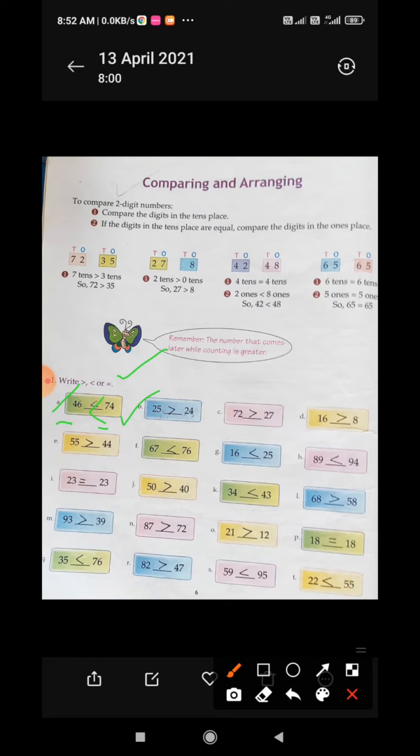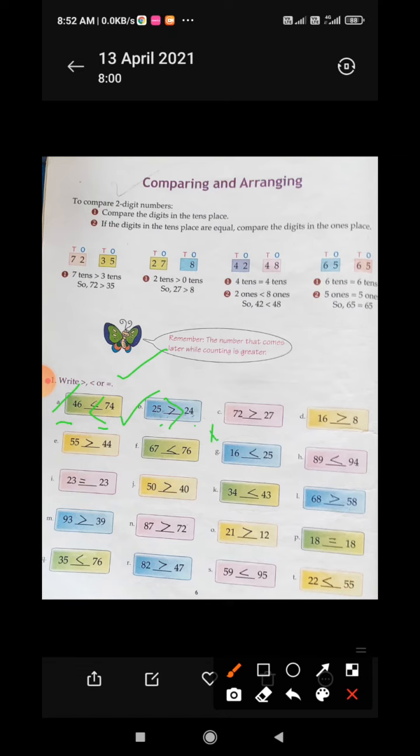Now B part, first number is 25, second is 24. Here you can see on the tens place 2 is given and both are the same. So now we will compare the next, the ones place number. Here it is 5 and here it is 4. Which one is greater? 5. So we will put the sign here.